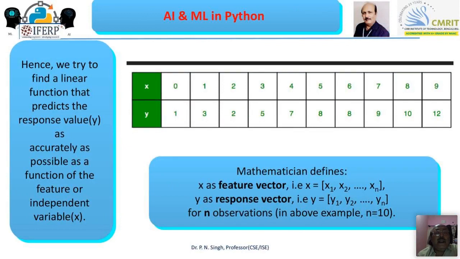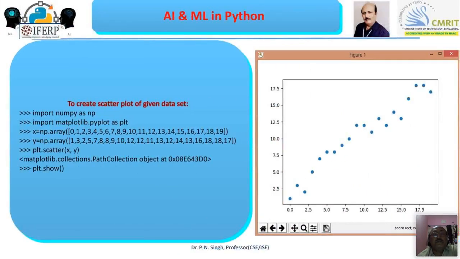So here I have taken the X value from 0 to 9 and the Y value from 1 to 12, but it is differing. The X value is sorted from 1 to 9 and the Y values are 1, 3, 2, 5, 7, 8, 8, 9, 10, 12. So in which way will we draw this linear regression where Y is dependent on X? We also call X the feature vector and Y the response vector.